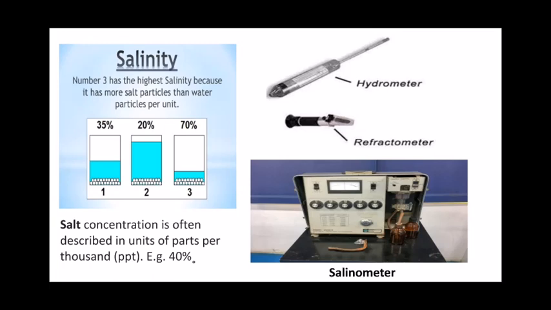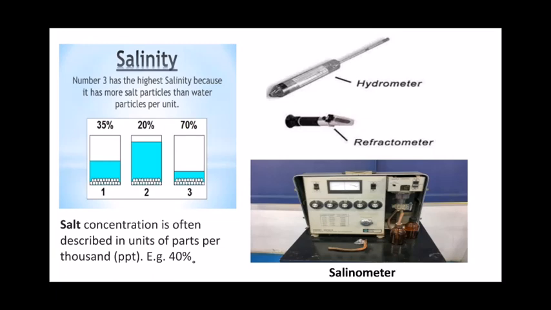So for example, suppose there is salt dissolved in water, and for 1000 grams, that is 1 kg of seawater, the weight of that dissolved salt is 40 grams. Then the salinity is 40 parts per thousand. So salinity is read as 40 parts per thousand. That is how it is measured.